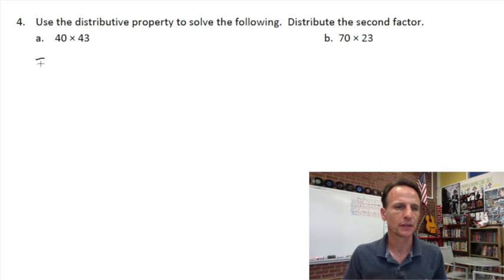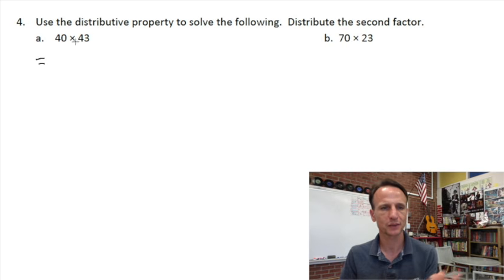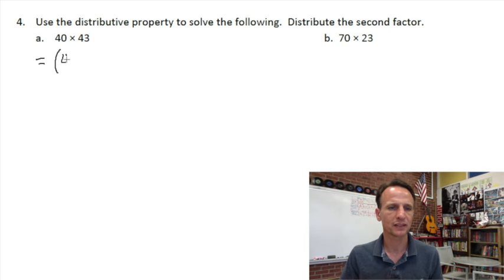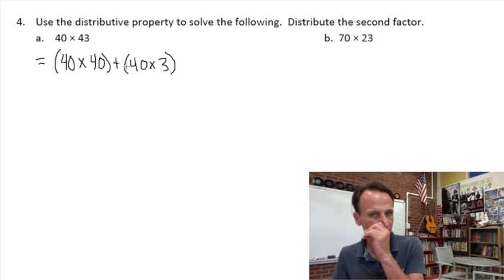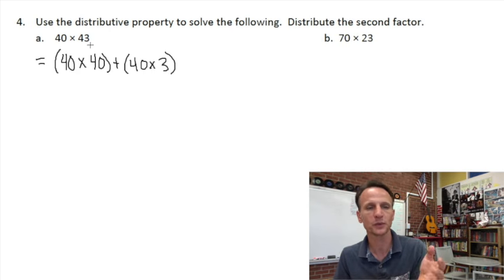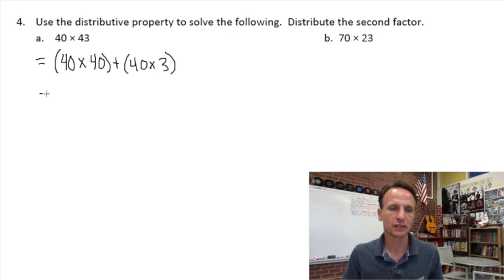So we're going to say here, okay, we have 40 times 43. We can think of that as 40 times 40 and 3. So we can think of it as 40 times 40 together with 40 times 3. And this is exactly the same as what we called partial products, right? So we're just breaking it down into steps. And so look how simple this is.